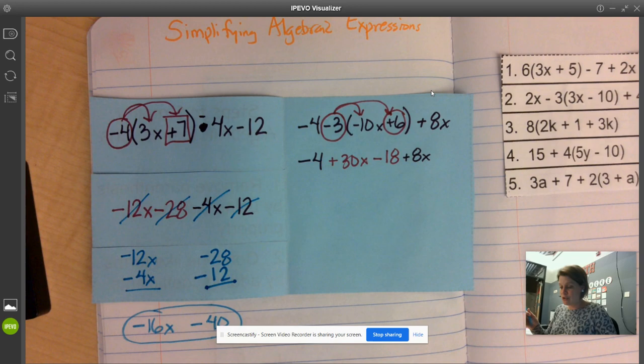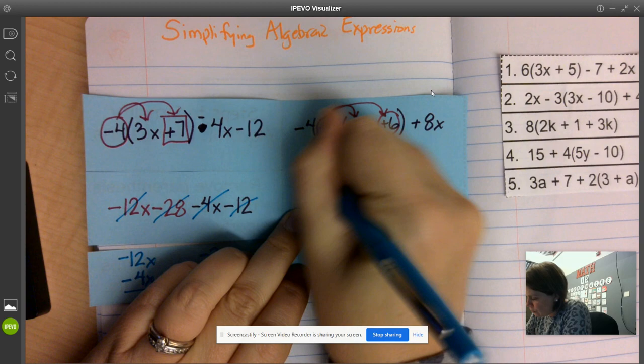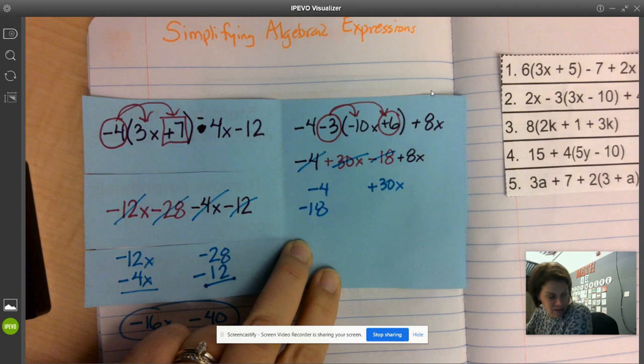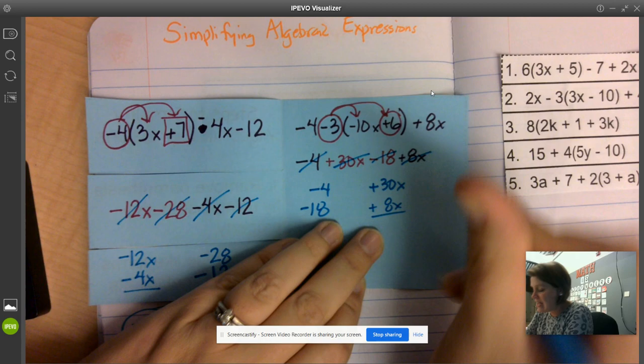And I'm going to start off by grouping them. I have a constant here. So I have a negative 4. This one, they are not the same, so I'm going to put this positive 30x over here. I have a negative 18 that is a constant, and then I have a positive 8x, which is also an x term. Okay, now I'm just going to combine them.